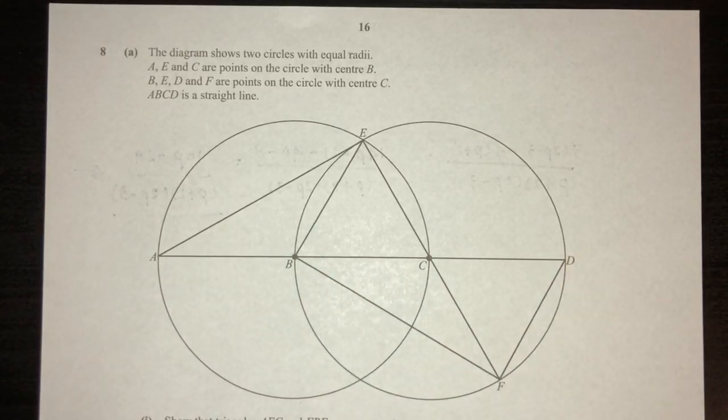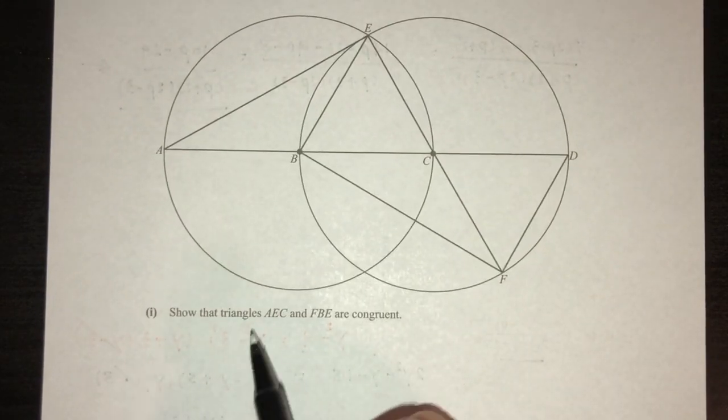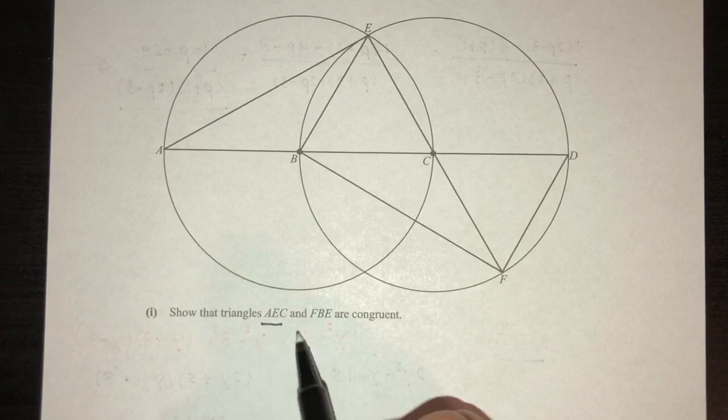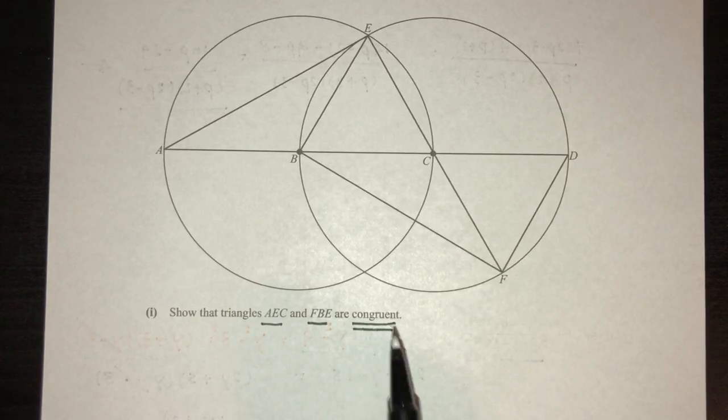Okay, so let's see what we can do to compare. Because the question here is, show that triangles AEC and FBE are congruent. Congruent means they are the same triangle. So one way to show they are the same is to show all three sides are the same, or we can show that the angle in between and the two corresponding sides are the same as well. So let me show you guys.